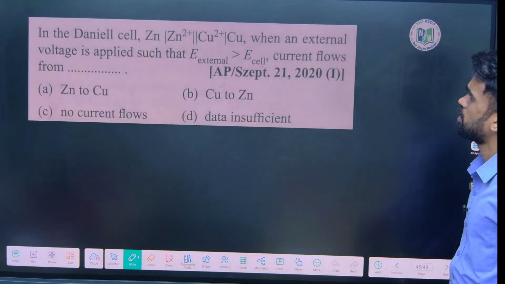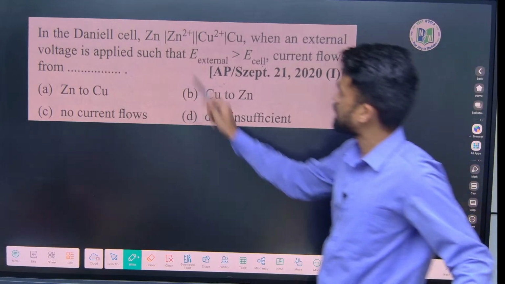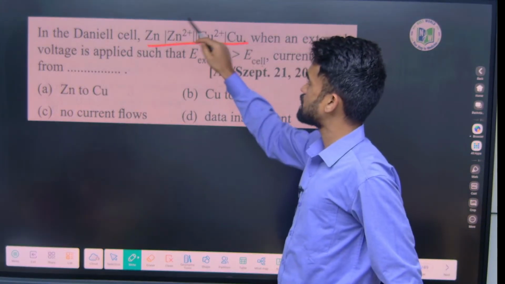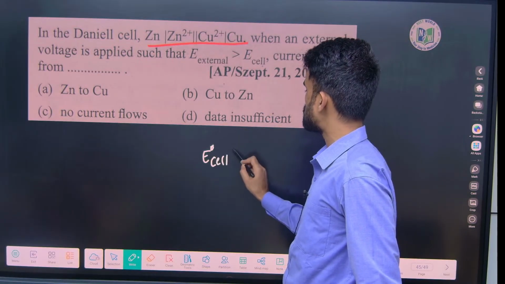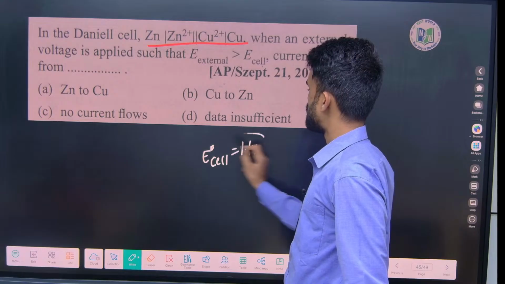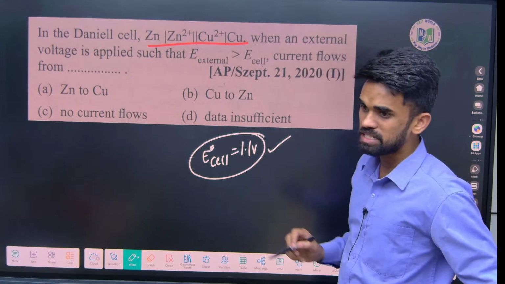Tell me about this one, about the galvanic cell or Daniell cell. What happens there? In the Daniell cell, Zn is converting into Zn plus 2, and copper plus 2 converts into copper metal. This is a spontaneous cell reaction they have mentioned. So during this cell reaction, what is the potential generated? E naught cell is around 1.1 volt. It's a spontaneous reaction, that's why this much potential is generated.